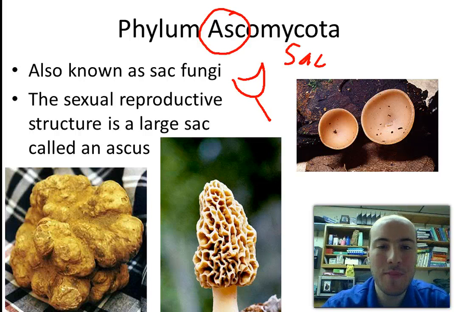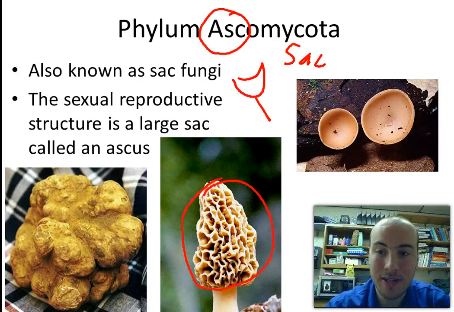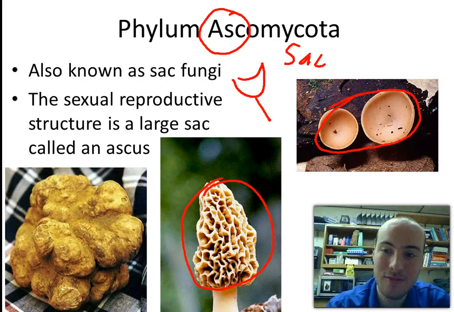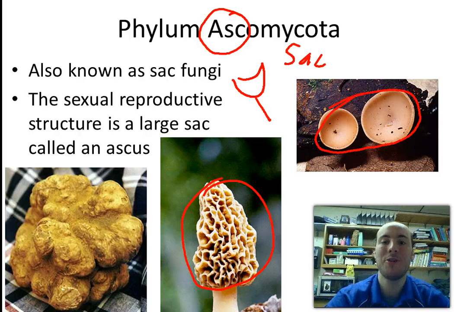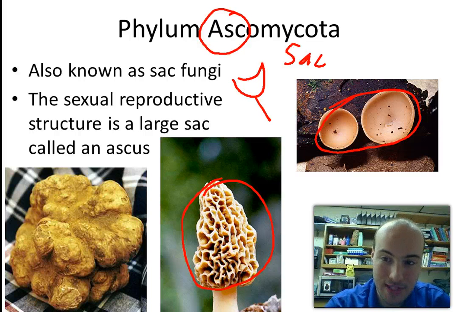Now, the sexual reproductive structure is this sac that's called an ascus. So this is the ascus of what's called a morel here. These are kind of expensive. These are kind of your run-of-the-mill forest fungi you'll run into. Now you'll notice the difference between Ascomycota and the next group is that generally the sacs can curve upwards, or parts of them, like this right here.